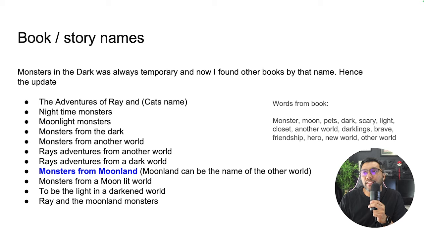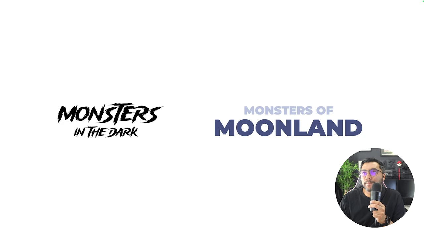After rewriting the story, I came up with a new world, and I called it Moonland. As you can see here through these options, eventually I ended up calling the book Monsters of Moonland. And that takes us to our first exercise, which is something that I didn't necessarily work on in this video, but I'm going to be working on in the next one, which is recreating the logo design. These are just temporary logos that I've put in place, not necessarily logos, but just text. On the left you can see Monsters in the Dark, and on the right is our new name, Monsters of Moonland.